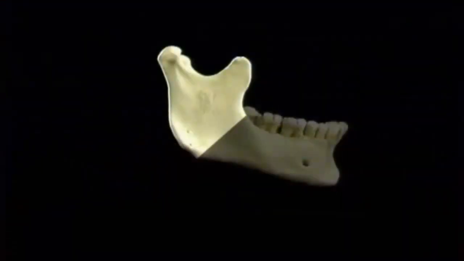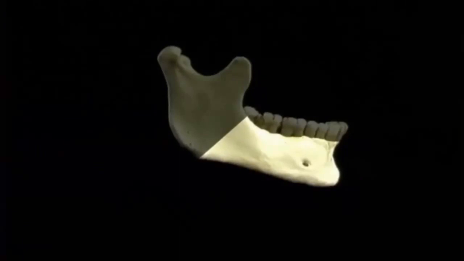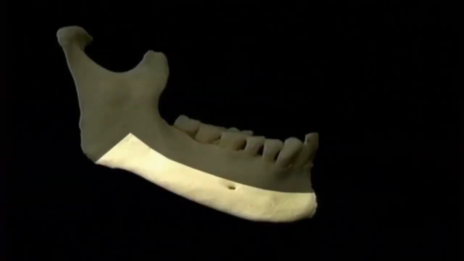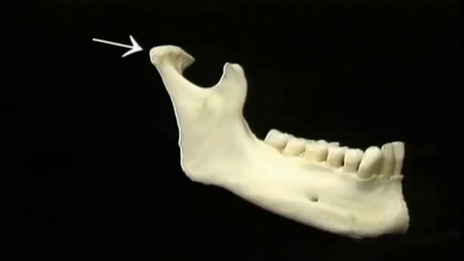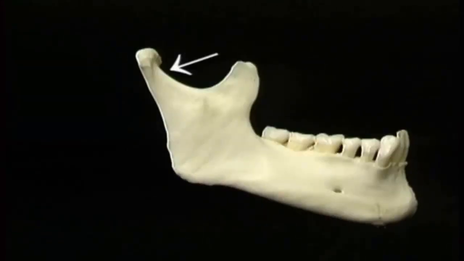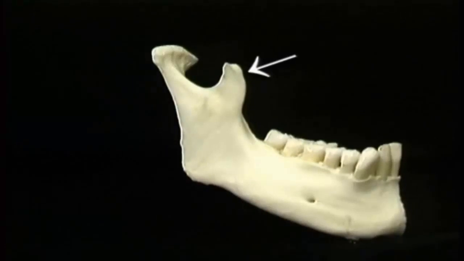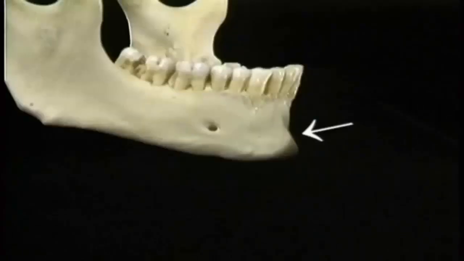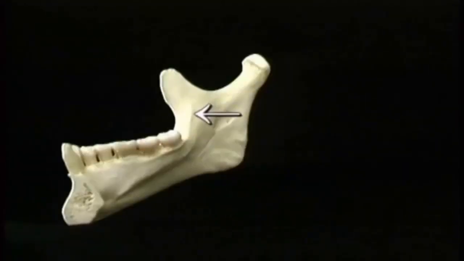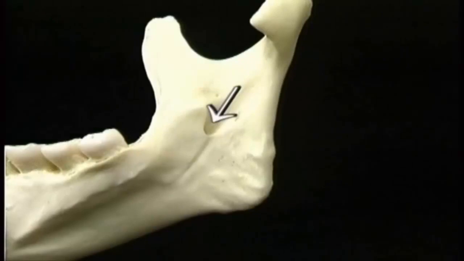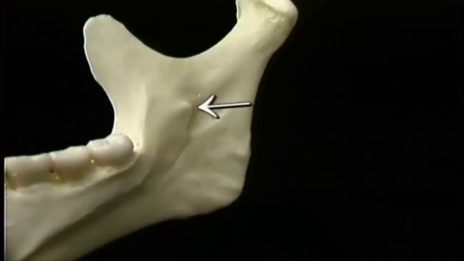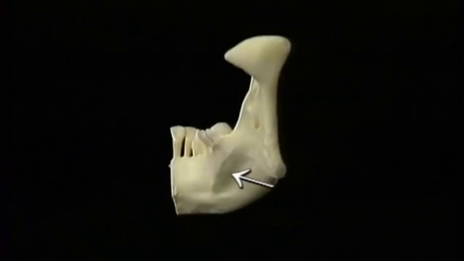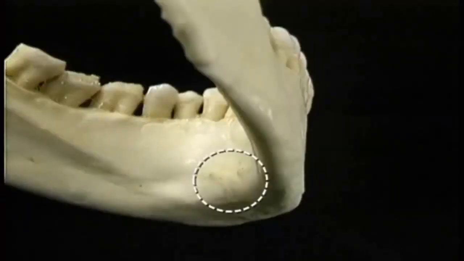Here's the ramus of the mandible. Here's the body, formed by the alveolar process, and the base. Here's the angle, the condyle, the neck, the coronoid process, and the mandibular notch. Here are the symphysis, the mental protuberance, the buttress, the mandibular foramen, the lingula, the mylohyoid line, the submandibular fossa, and the mental spine.